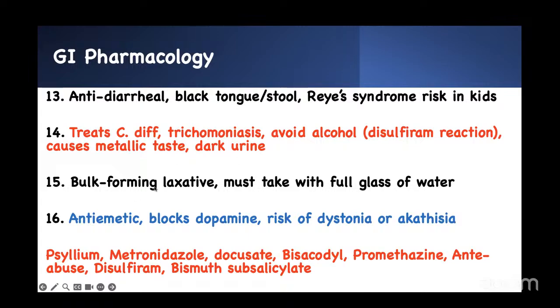It's a bulk forming laxative. Which one is bulk forming? And you have to drink it with a full glass of water.